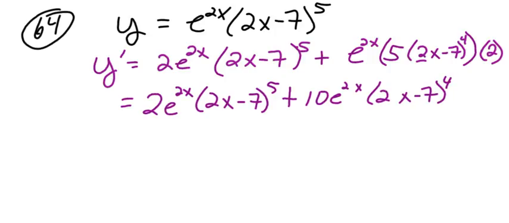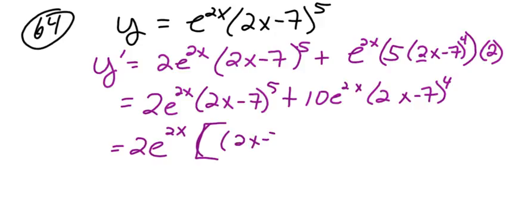And I can see from a GCF currently that I could probably pull 2e to the 2x as a GCF. Let's do it this way: (2x minus 7) to the 5th plus 5 times (2x minus 7) to the 4th.